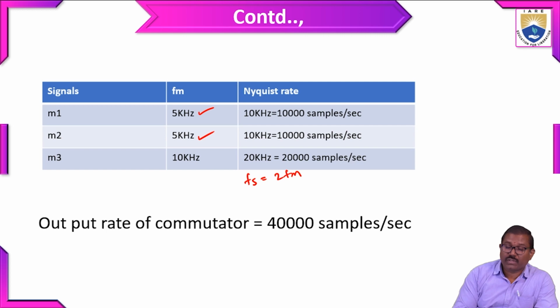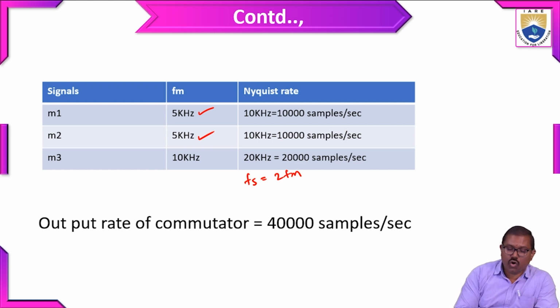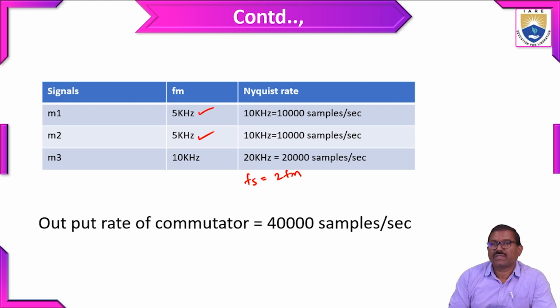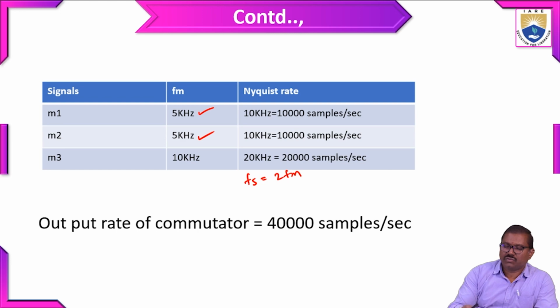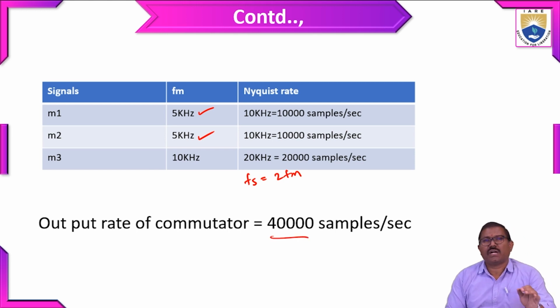So now we are going to design the commutator. What is the rate of the commutator we are going to design? The output rate of the commutator. We add all these samples, the Nyquist rates, so 10,000 plus 10,000 plus 20,000. So you get 40,000 samples per second. This is the output rate of the commutator.